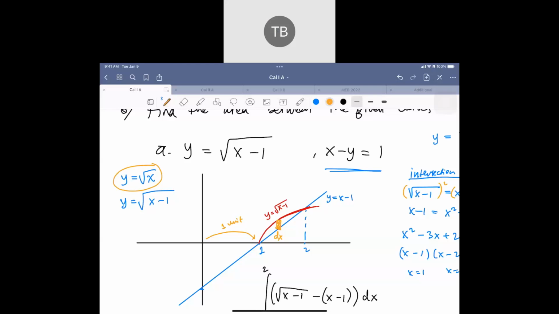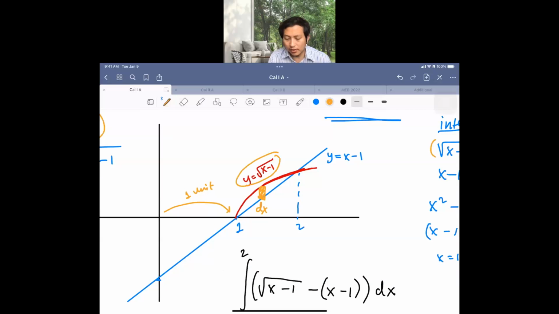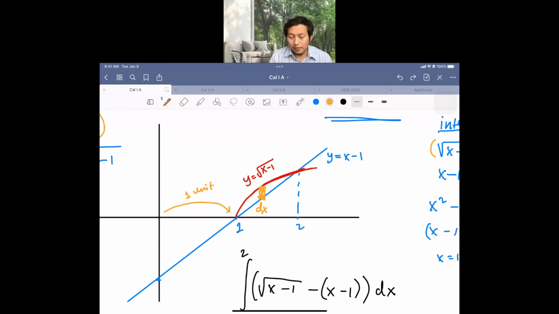Professor, in the integral, how do we know that we have to put square root of x minus 1 first? Yeah, because it's upper, it's on the top. Okay, understand. Thank you.